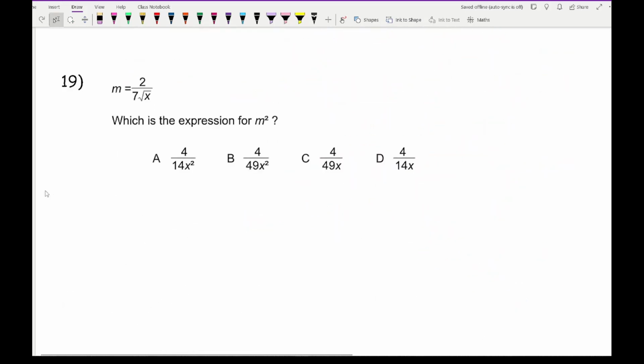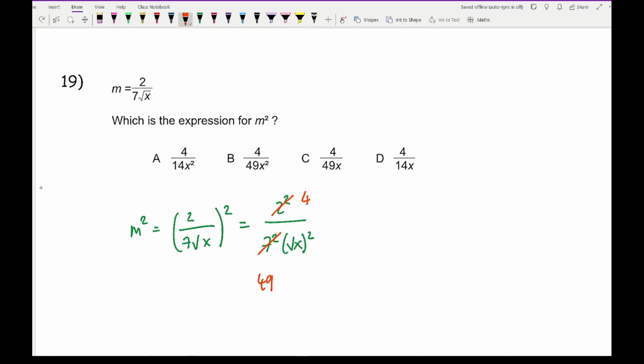Moving on to question 19, it says m equals 2 over 7 root x, which is the expression for m squared. So m squared is going to be 2 over 7 root x, all squared, which is 2 squared at the top, 7 squared, and then root x squared. So this becomes 4, this becomes 49, and that square root cancels with that x, leaving me with 4 over 49x, which is C.